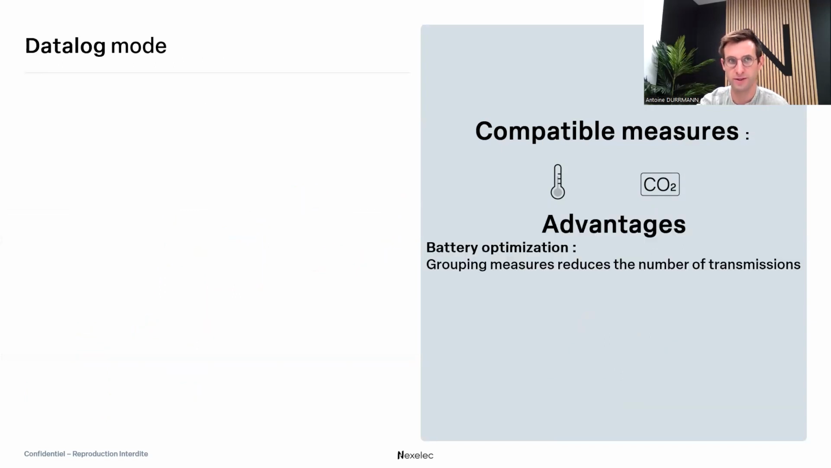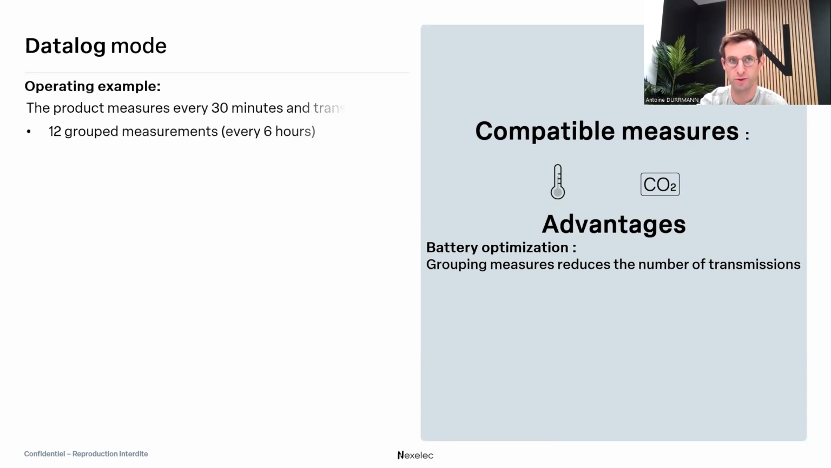Let's focus now on the second mode, data log mode, compatible with temperature and CO2 measurements. The principle of this mode is to group together several measurements in a single radio message to save battery. Let's take an example in which the product measures every 30 minutes and sends its data every 6 hours.